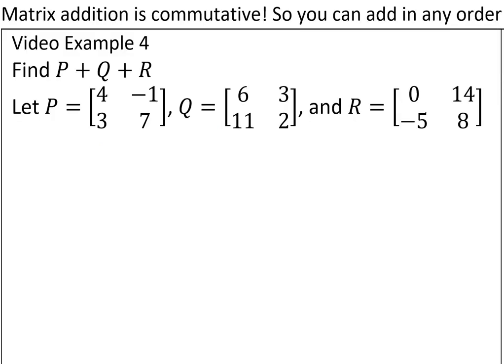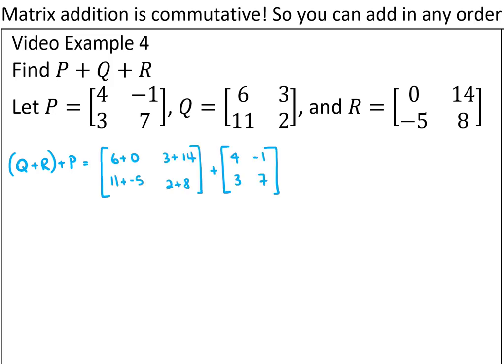Matrix addition is commutative and it's also associative. So we can rewrite this in any order. We don't have to do P plus Q plus R. We could do Q plus R plus P or R plus P plus Q. And we can group it in whichever order we want. So let's just do Q plus R plus P.